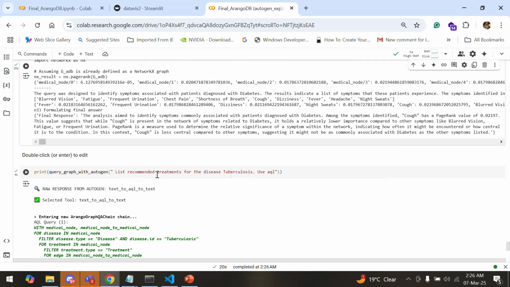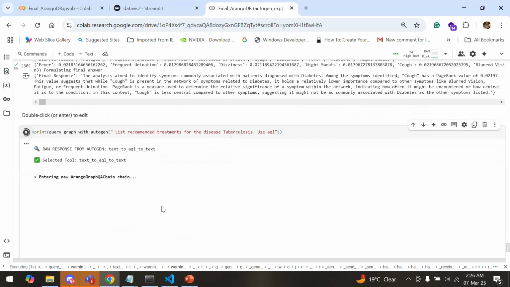Now let's take a look at another query: list recommended treatments for disease tuberculosis using AQL. If you run through that, you will see the results in action.